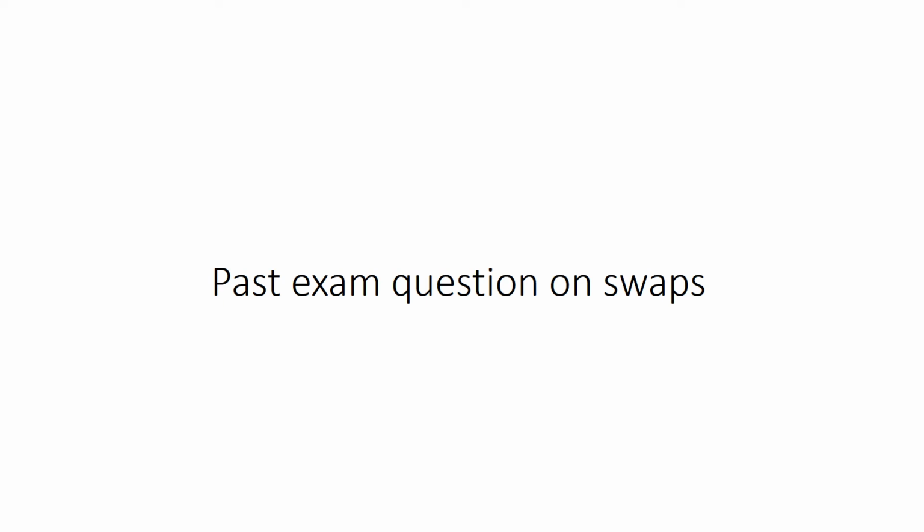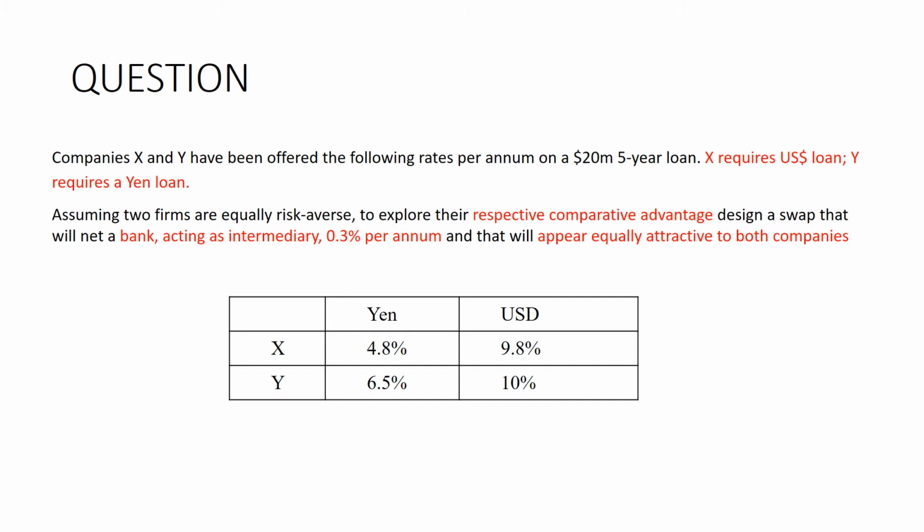This is a short video showing how to solve the past exam question on swaps. The question is written here, and I have highlighted in red the important information that will help you solve it. You have two companies, X and Y, which have been offered the following interest rates on a 20 million of whatever currency 5-year loan, and the rates are annual.